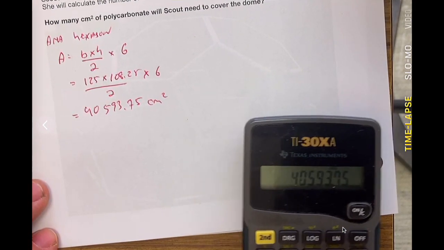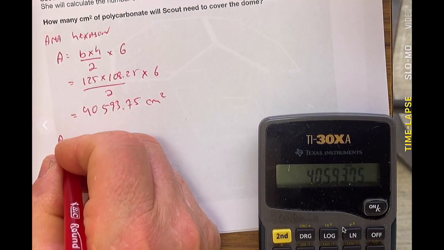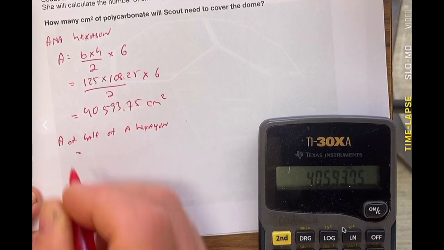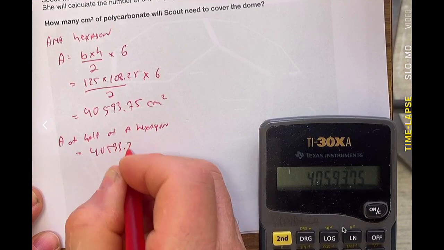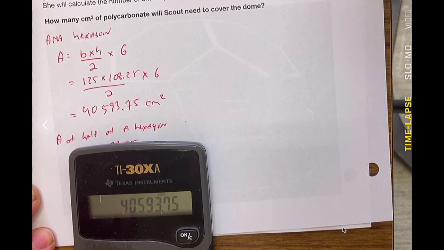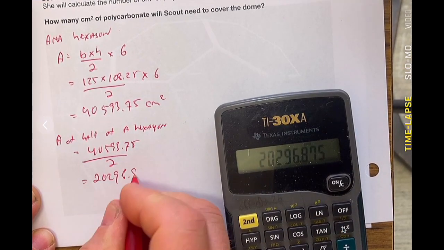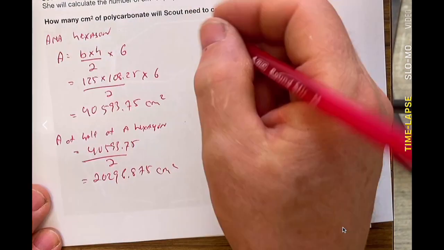For a half of a hexagon, the area of half of a hexagon is going to be half of that number. 40,593.75 divided by 2 is equal to 20,296.875 centimeters squared. Let's figure out the area of a pentagon.